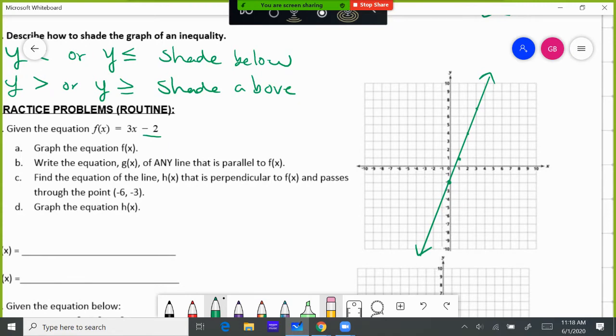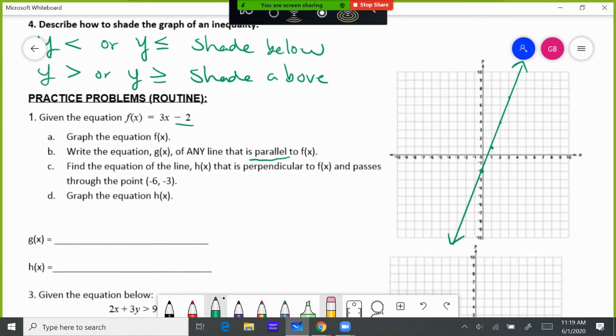Okay, and then it says write the equation of any line that is parallel. If it's parallel, like I mentioned before, the slope has to be the same. So this is g of x. If the slope is the same, it starts off at 3x, and your y-intercept could be any other number. So instead of -2, it could be 4. So 3x plus 4.